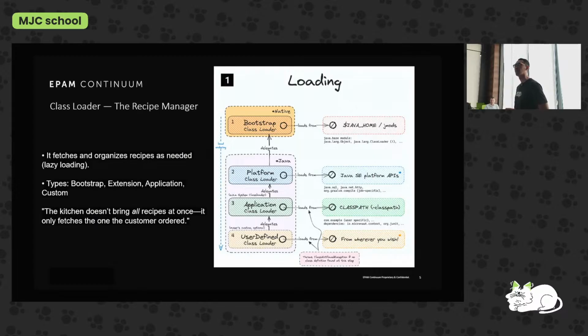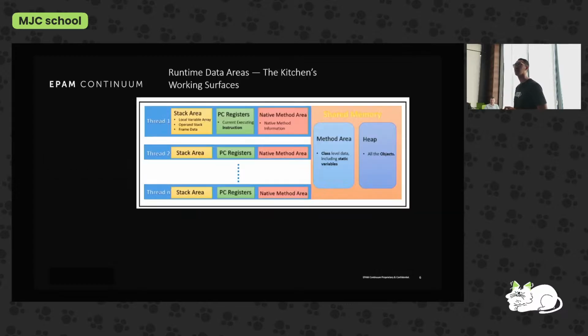Okay, so the next slide, runtime data area, the kitchen's working surface, as we talked before. The shared memory is the method area and the heap, and inside of the heap, as we talked before, all the objects are created. Another part of the Java memory is the stack, and the stack is thread-based. So each thread has its own stack, and this is not shared memory.